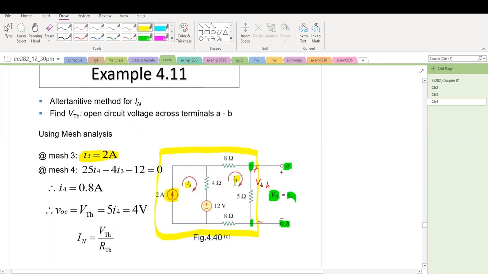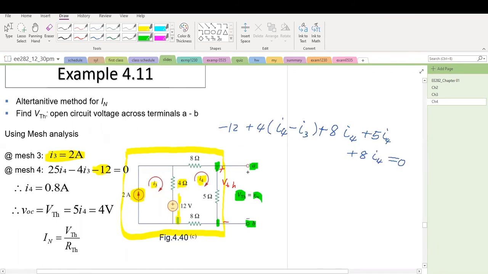The other equation comes from mesh I4. Let's apply KVL on mesh I4. We walk through here. The first element is minus 12 volt, and then 4 ohm, where the branch current is I4 minus I3. And then 8 ohm, where the branch current equals the mesh current, I4. And then 5 ohm, the voltage is 5 multiplied by I4, and then coming back here, 8 ohm multiplied by I4. That's the voltage on the 8 ohm, and the sum equals 0.